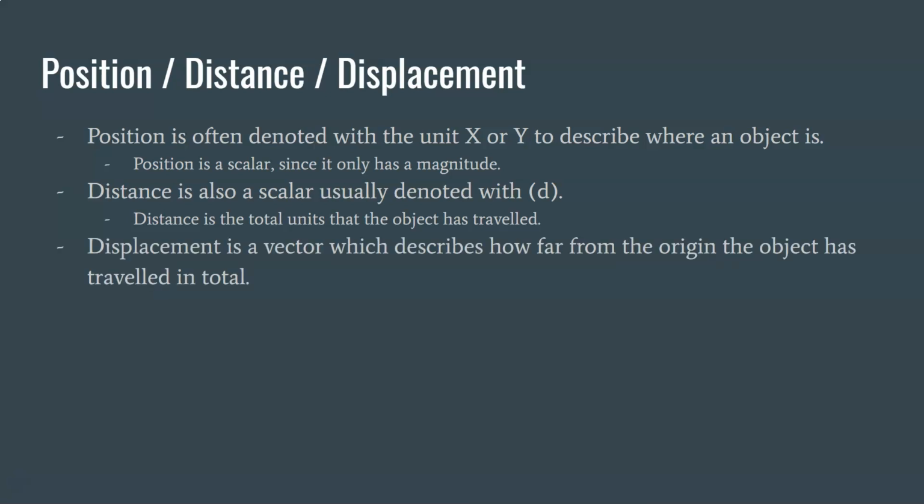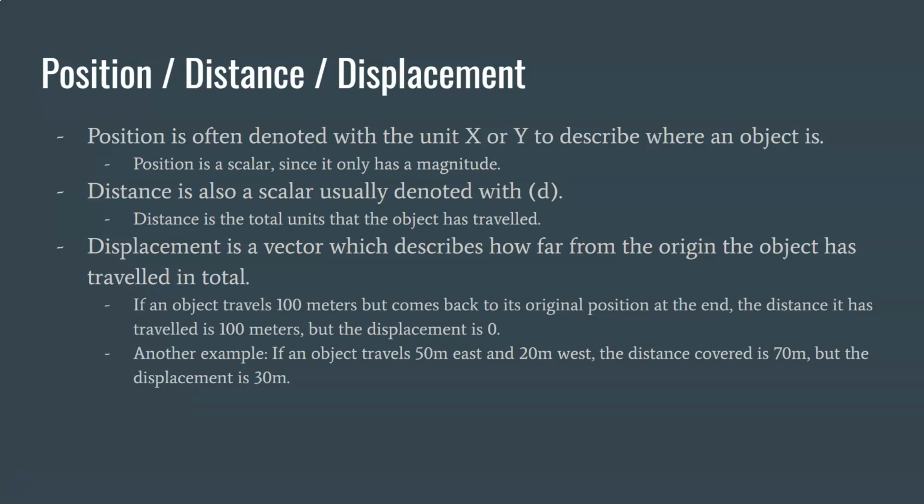Displacement is a vector which describes how far from the origin the object has traveled in total. Right? Displacement and distance are similar but very different. Right? If there was point A and point B, and you took a roundabout way, you made a couple wrong turns, right? And you finally got to B. Your distance would be large, but your displacement would be small because from the original point and the final point, you didn't travel that much, but you took a long route, right?